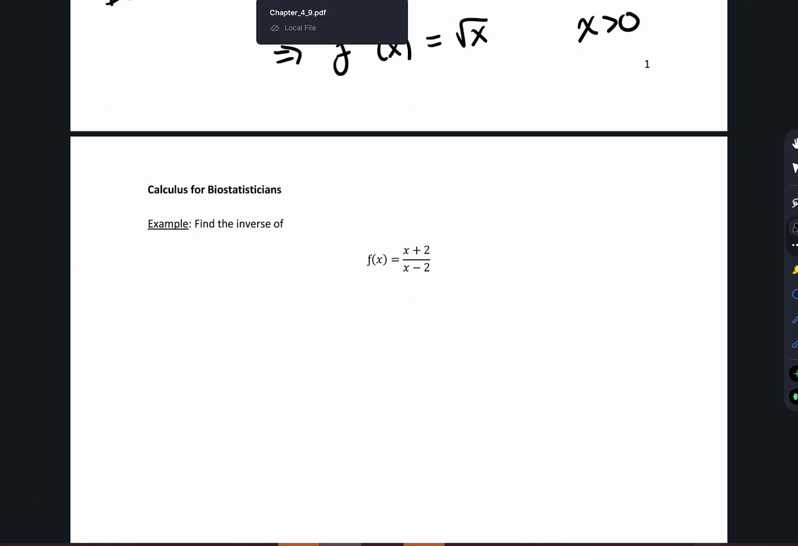So here we're going to find the inverse of f of x equals x plus 2 divided by x minus 2, and we're going to follow the exact same steps. So our first step is we're going to write y is equal to f of x. So here we'll have that y is equal to x plus 2 over x minus 2.